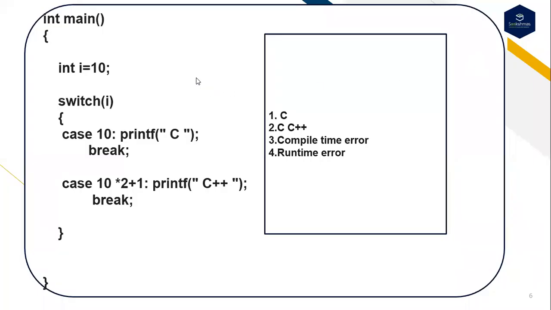This is the fourth question, guys. Int main, int i is equal to 10, switch followed by i, case 10. Here I'm printing the value of C, then the break keyword. Case 10 into 2 plus 1, printf. Here I'm printing the value of C++. So predict the output of this code. These are the following options.